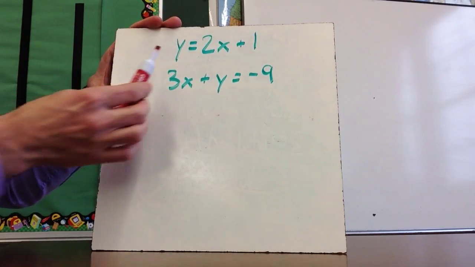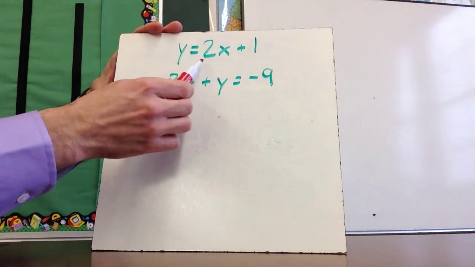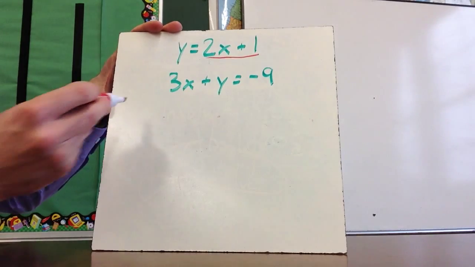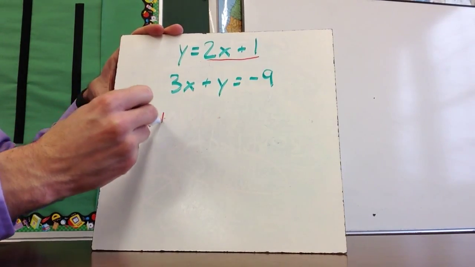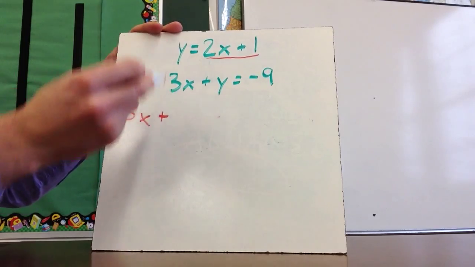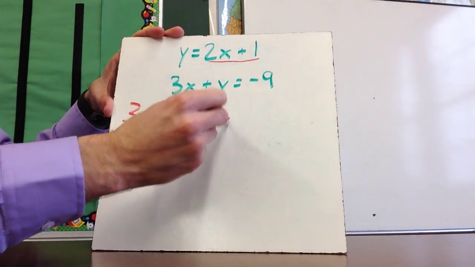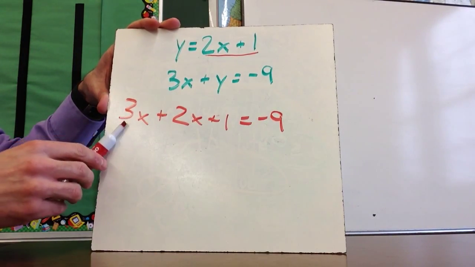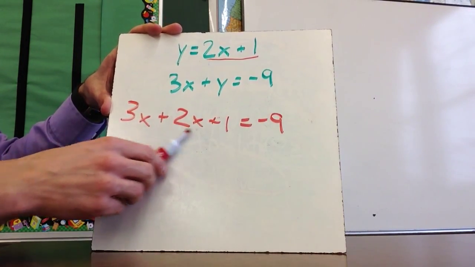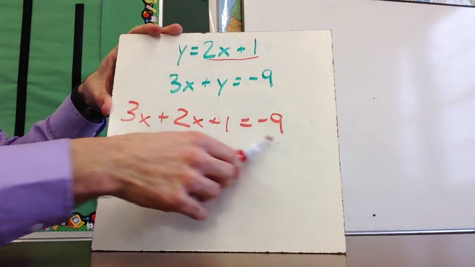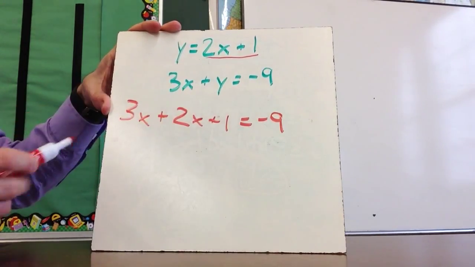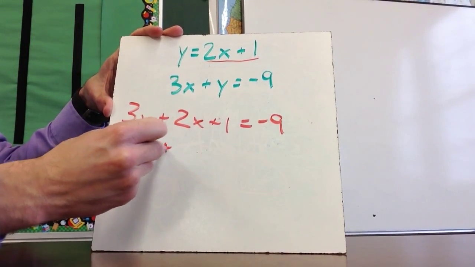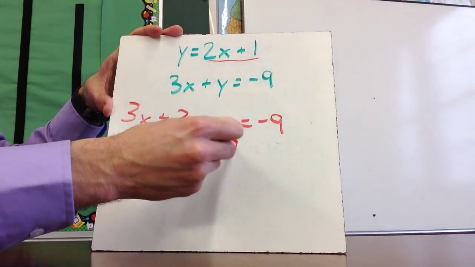If y equals 2x plus 1, I'm going to take this, which we're calling y, and substitute it in here for y. So this becomes 3x plus, and now I'm saying y is 2x plus 1, equals negative 9. In other words, I'm saying 3x plus y equals 1, and this is my y. Now I'm going to simplify this: 5x plus 1 equals negative 9.